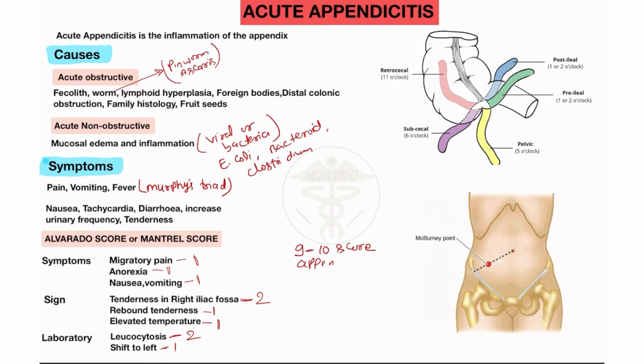When you see a 9 to 10 score, then it is confirmed appendicitis is present in the patient. When you see the patient has only an 8 score, then high level, meaning there is a possibility of appendicitis. And when you see a 5 to 6 score, it is called equivocal, meaning the possibility may be appendicitis or may not be. And 1 to 4 is mostly a negative test for appendicitis.